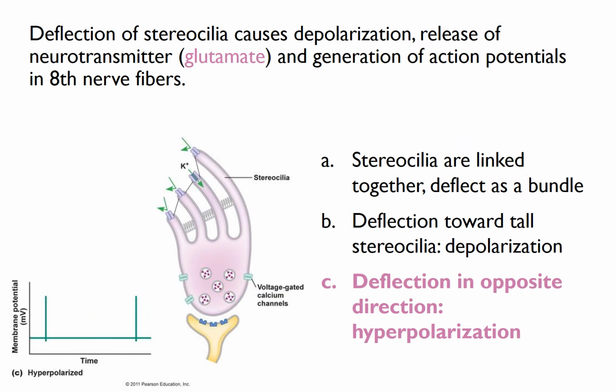So as we showed in the previous slide, deflection of the stereocilia that causes depolarization ultimately releases neurotransmitter. In this case, it is glutamate, and generation of action potentials in the afferent neuron that is located nearby.